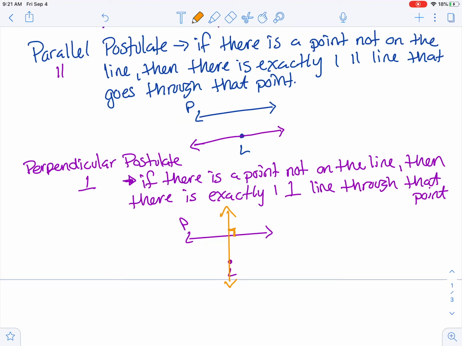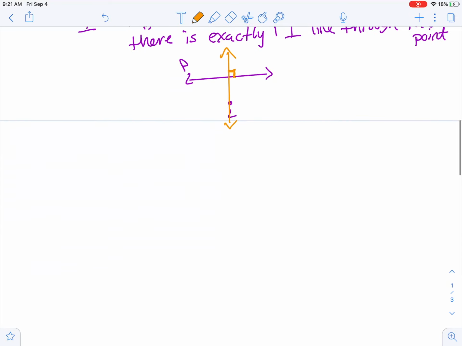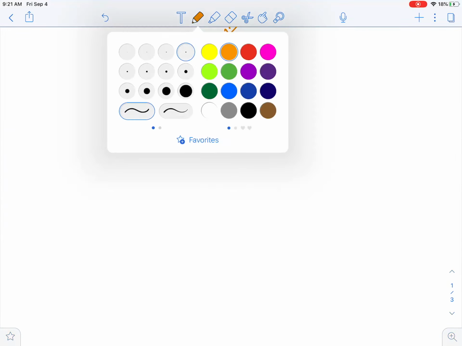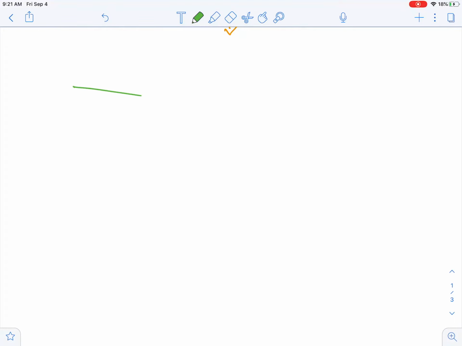Now we're going to go into some definitions. These next definitions you're going to see a lot. So get used to them, okay? We are going to draw two lines. They don't have to be parallel yet. So we have these lovely two lines, okay? And then we're going to draw a transversal.